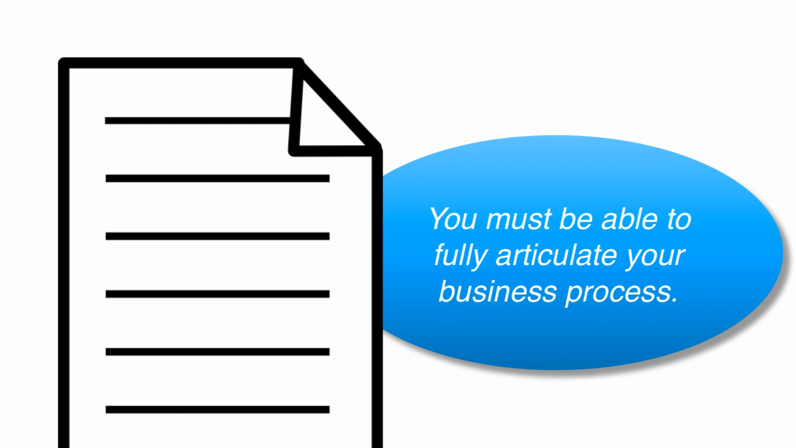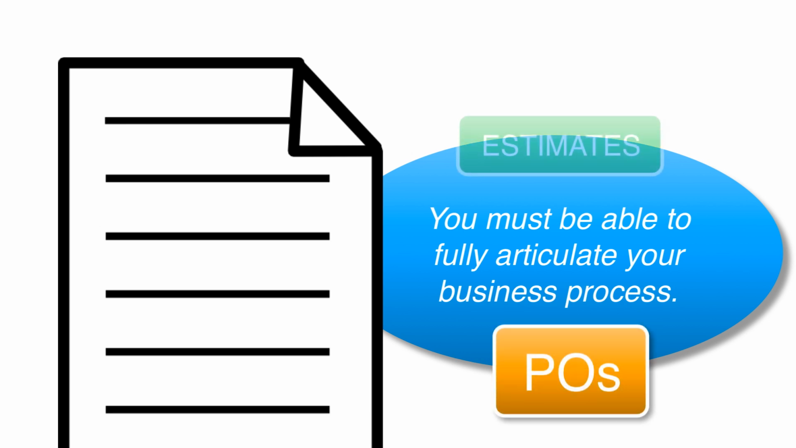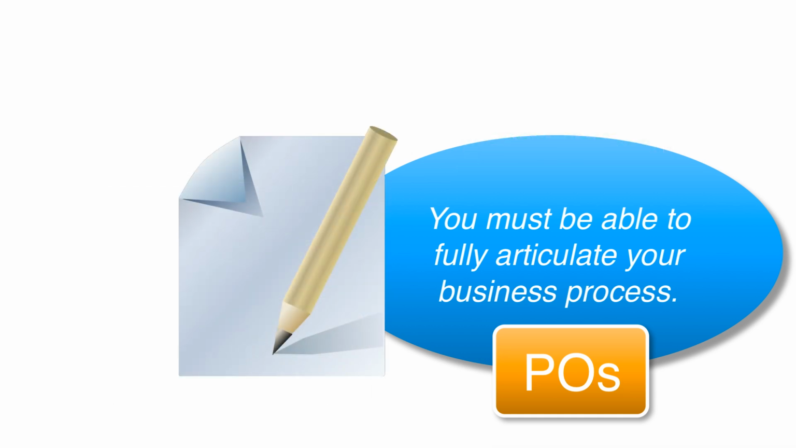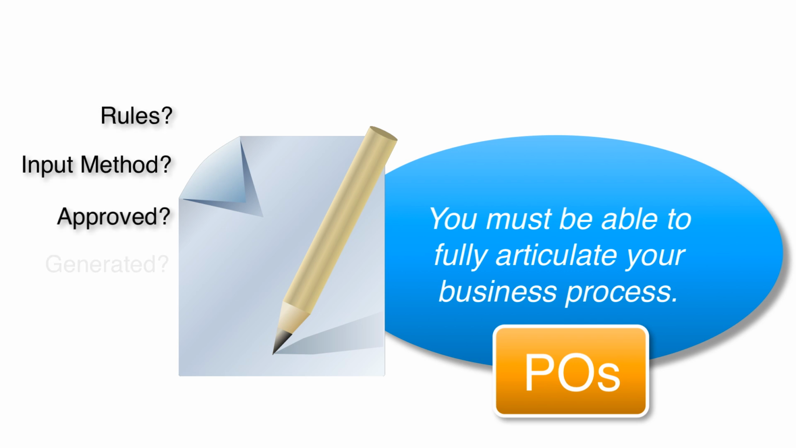And once again, in our example, it's a purchase order that we're duplicating from estimates. But you have to absolutely know, regardless of any technology that you're using, say you just have pen and paper, how are POs being processed by this organization? What are the rules? How are they taken in? How are they approved? How are they generated? How are they sent out? Is there a QA process? All these things you need to know.